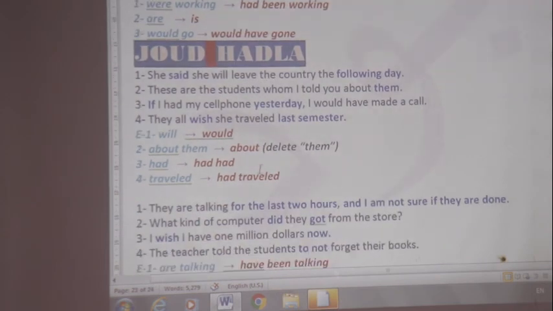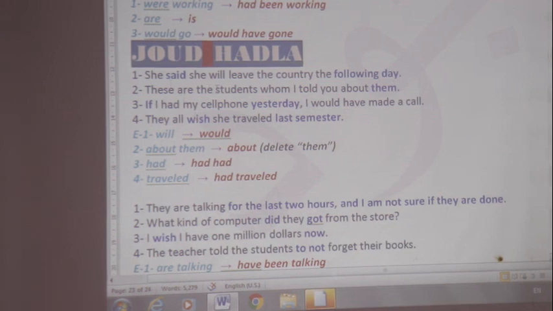Now, another group of sentences for you. She said she will leave the country.